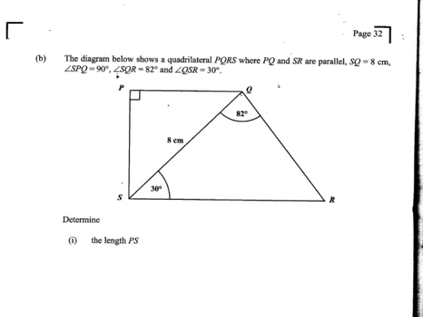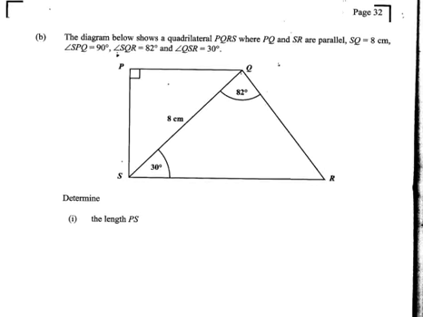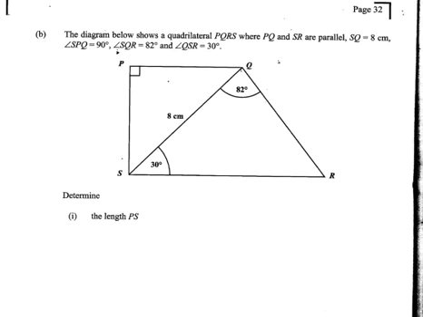All right, so this is June 2019, question 9b, and it says the diagram below shows a quadrilateral PQRS where PQ and SR are parallel. So these two lines are parallel. Let's put that in. That's how we indicate parallel lines.